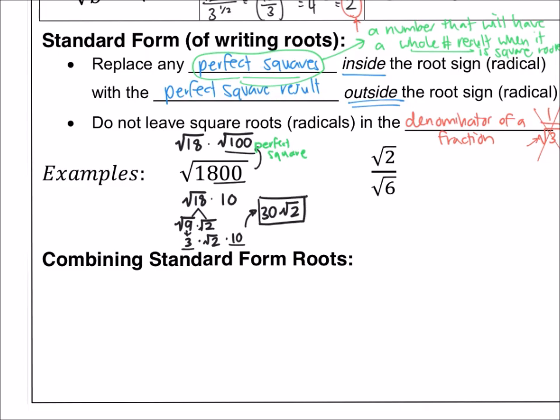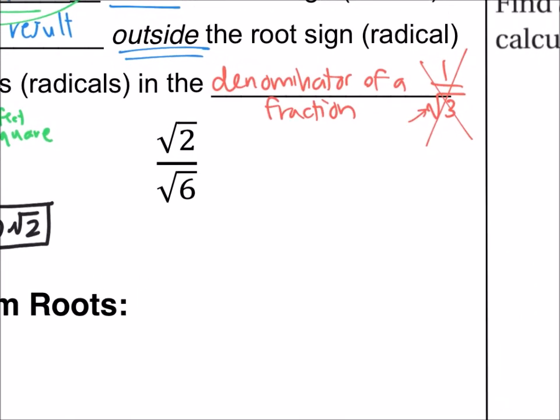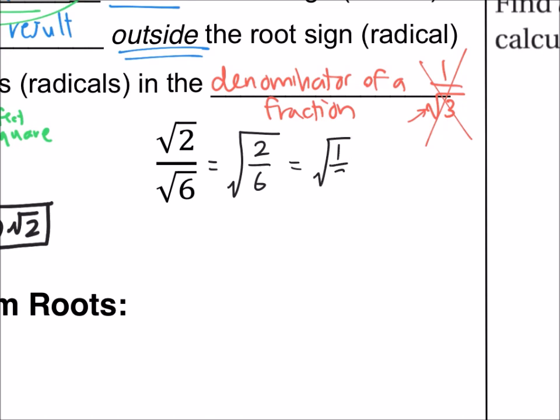Let's look at the square root of 2 over the square root of 6. This is our next example. We know that because of a property of the radicals, we can rewrite this as a big square root around just a fraction 2 over 6. And so that can help us simplify this further. 2 over 6 can simplify to 1/3.